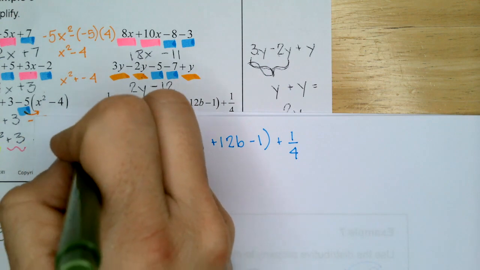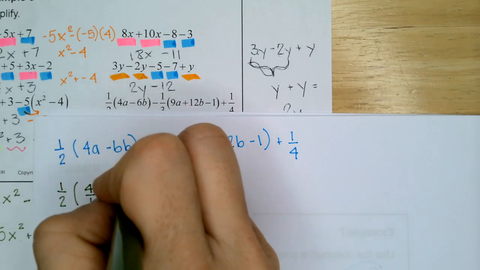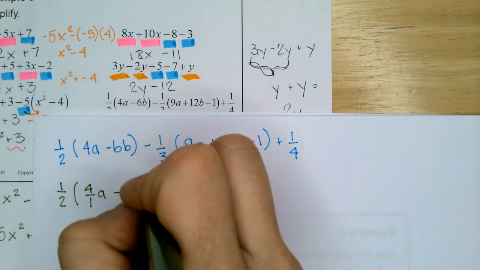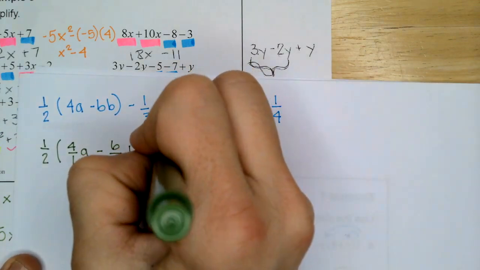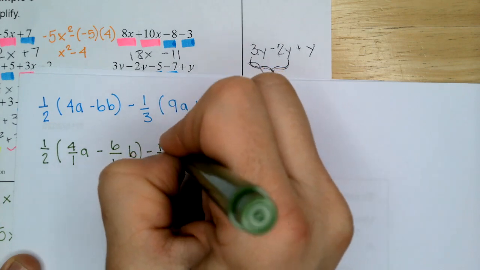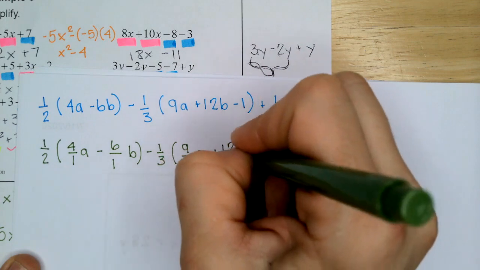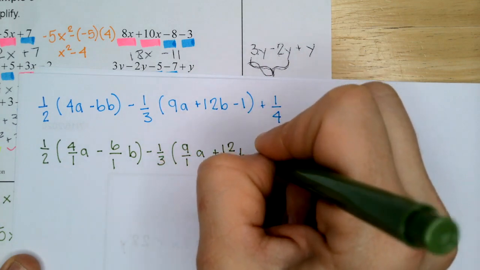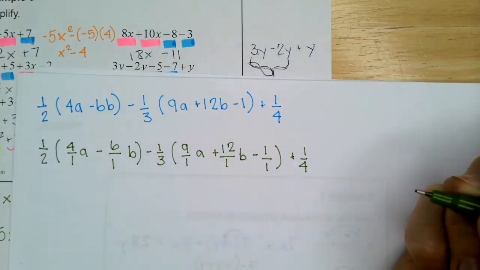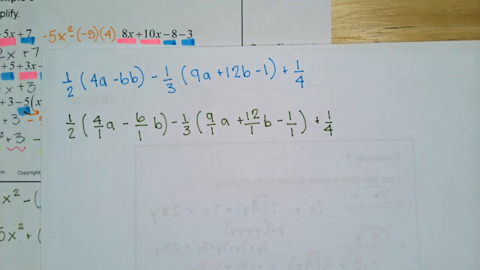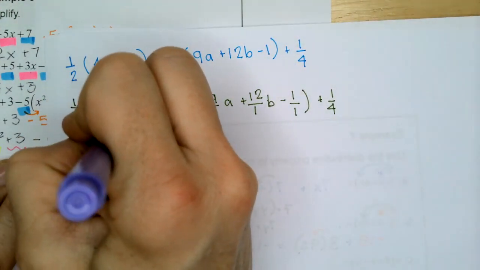1/2. What's 4 as a fraction? It's just 4 over 1. What's 6 as a fraction? Negative 6 over 1. 9 becomes 9 over 1. 12 becomes 12 over 1. 1 becomes 1 over 1 plus 1/4. Okay, and the rule for multiplying fractions is simply multiply straight across, right?